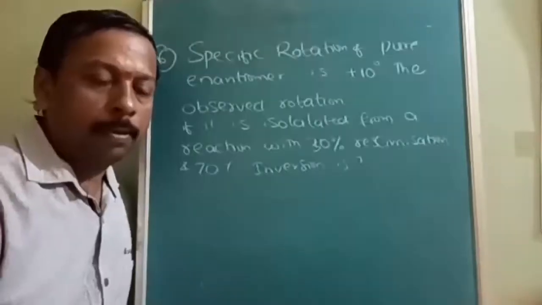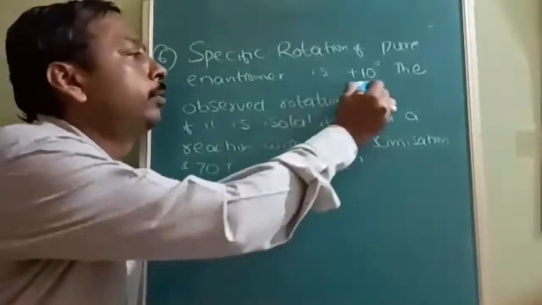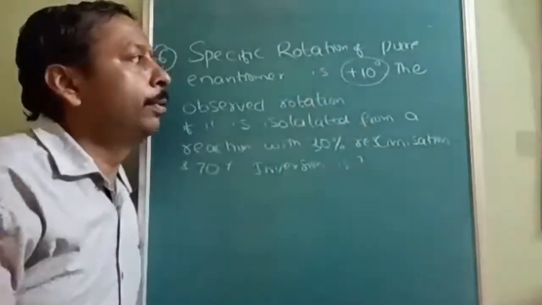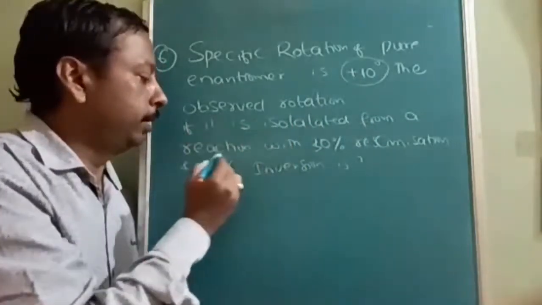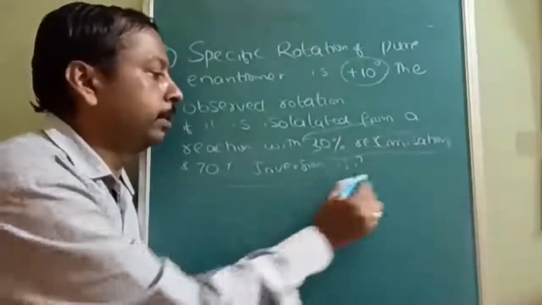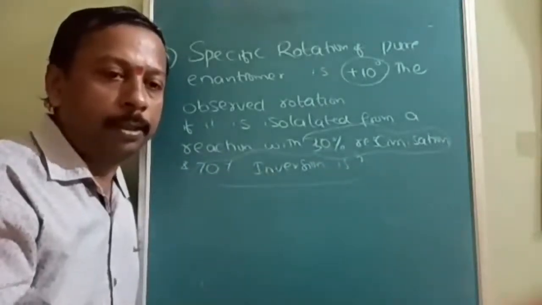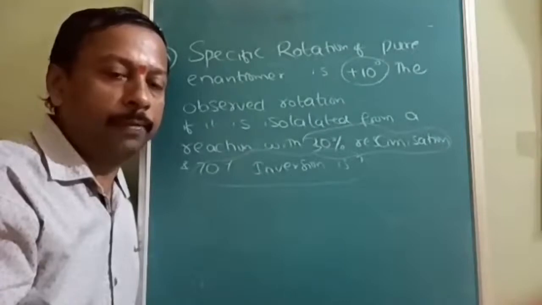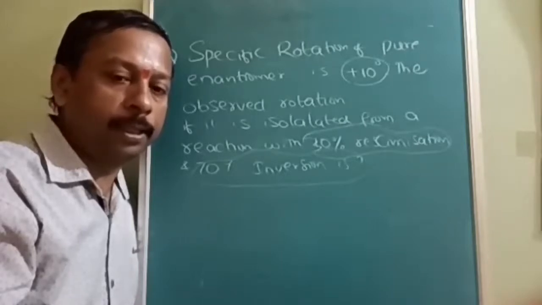Okay. Next question is the specific rotation of an enantiomer. For one enantiomer the compound is plus 10. The observed rotation, if isolated from a reaction with 30% racemized and 70% inverted, so what will be the resultant mixture? Specific rotation is plus 10 only when it is in the pure state. And when it is available with 30% racemization and 70% inversion, what will be the answer?